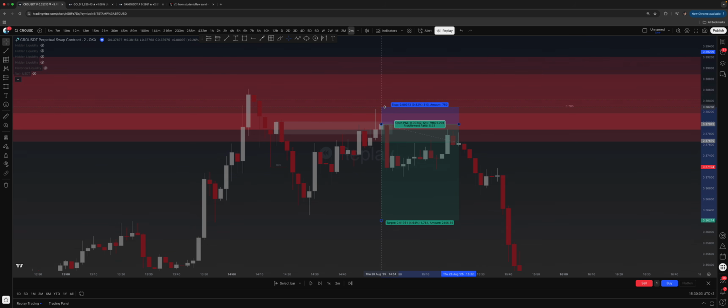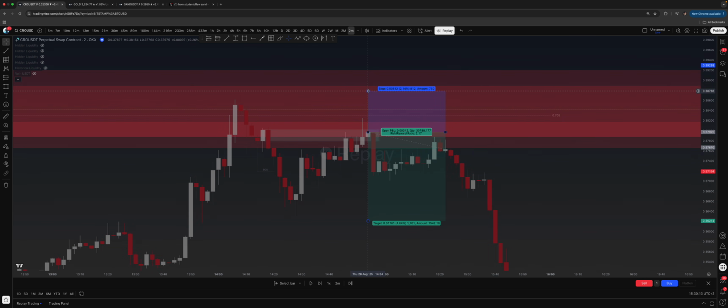I would not recommend this. It's a higher time frame level. You don't want to get stopped out because you're being greedy with the RR. You could have put it above here, which was a very good move, but I myself went the safer route and I just put it above the breaker block, right?